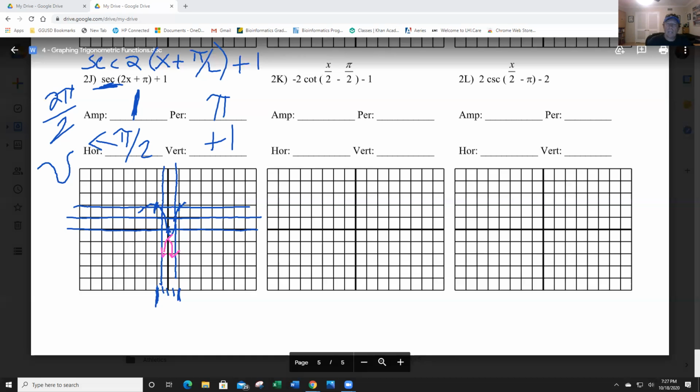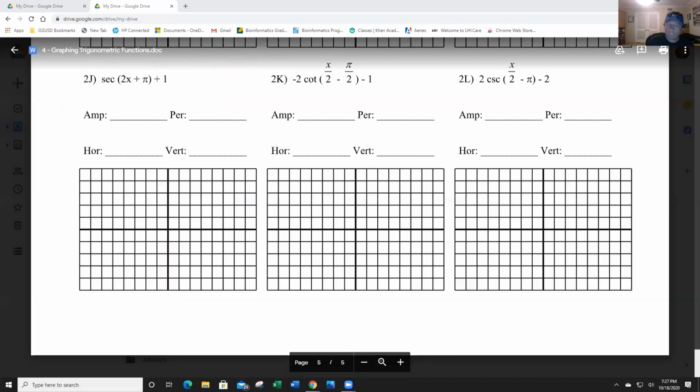Okay, next one. I'm going to clear this so I have enough room here, okay? So if you need to stop it, go ahead at this point. All right.